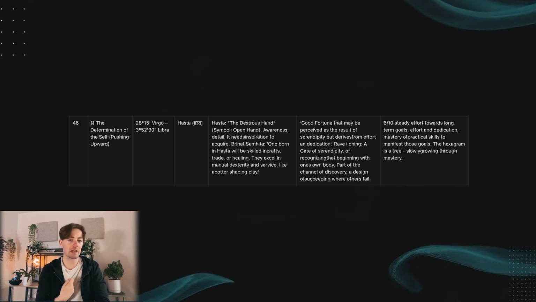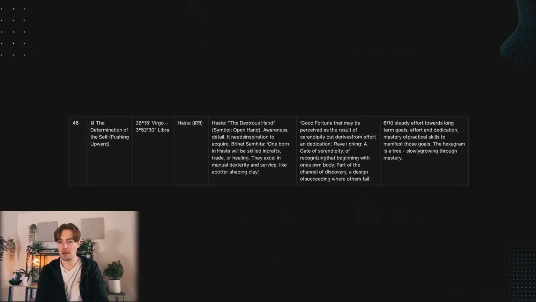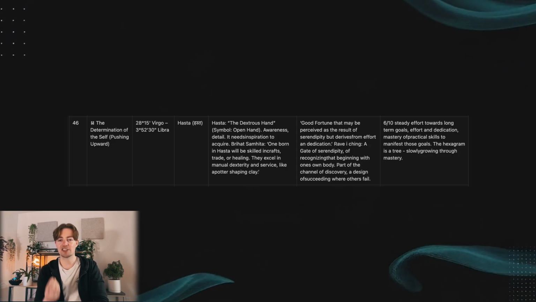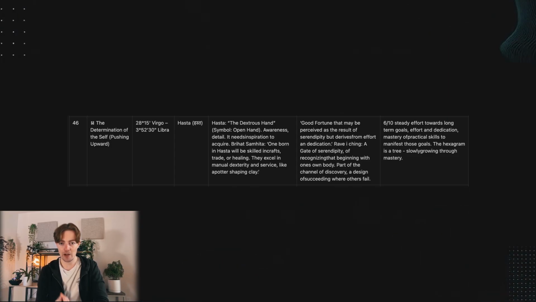The notes I have for Gate 46, the determination of the self: good fortune that may be perceived as the result of serendipity, but derives from effort and dedication. From the Ra Ching, it's part of the channel of discovery, a design of succeeding where others fail. So I've given it a 6 out of 10.